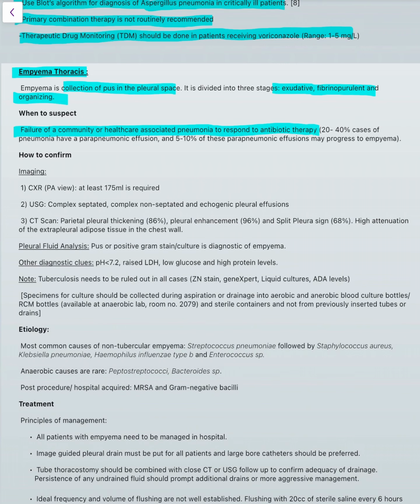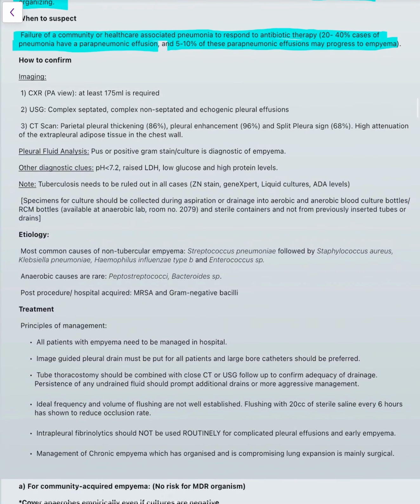Right? In that, 20 to 30% of cases of pneumonia have parapneumonic effusion, and 5 to 10% of parapneumonic effusions may progress to empyema. Right? So in community acquired pneumonia, 20 to 40% will have parapneumonic effusion, and within that 5 to 10% will lead to empyema formation. How do you confirm empyema? One is X-ray, right? But on X-ray, you need at least 175 ml of collection. Other than that, USG you can do.